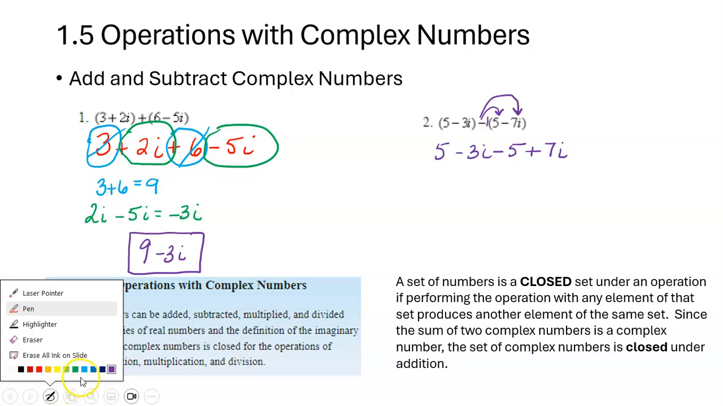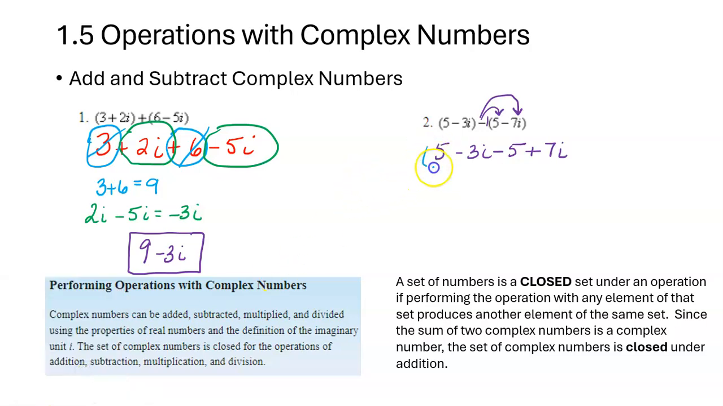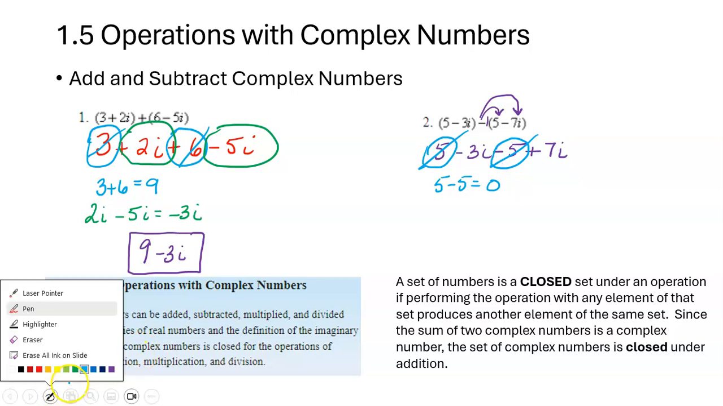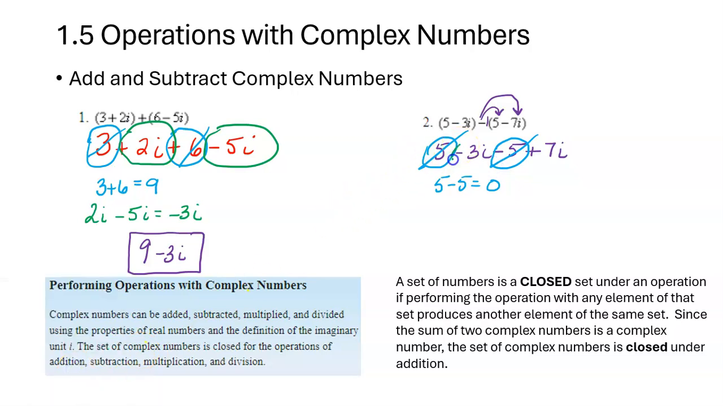Now we can collect like terms. So I have 5 minus 5, which is 0. And then I have negative 3i plus 7i. Since they're opposite signs, we subtract and take the sign of the larger, so 7 minus 3 is 4, the larger number is positive, so my answer is actually 4i.